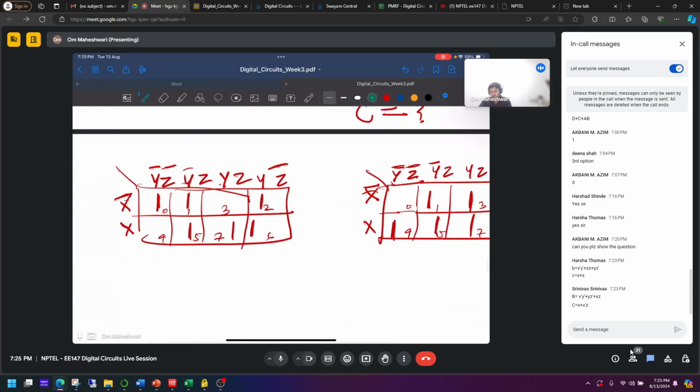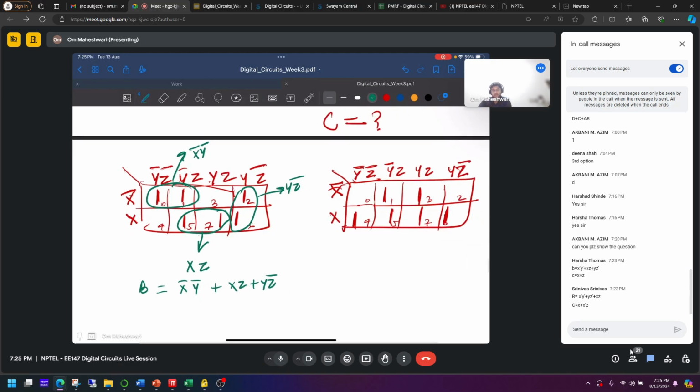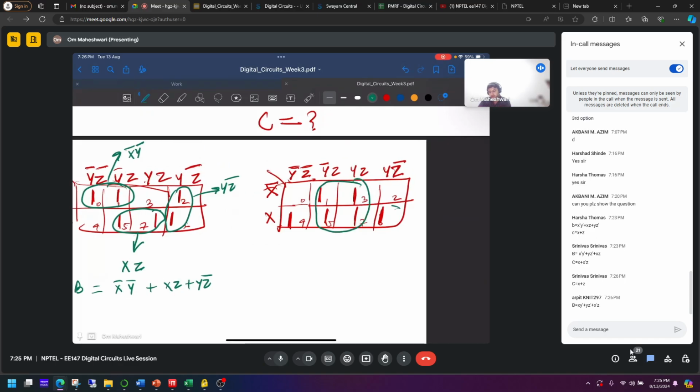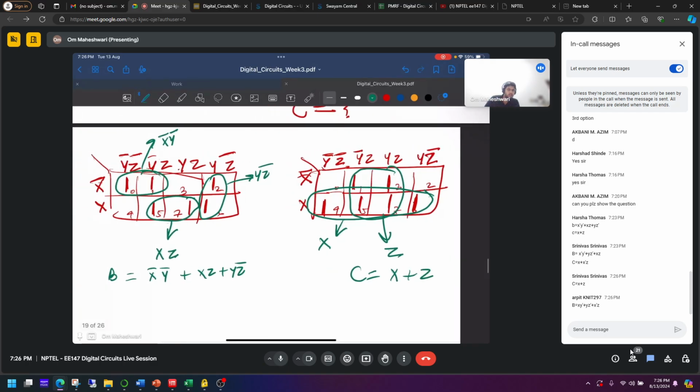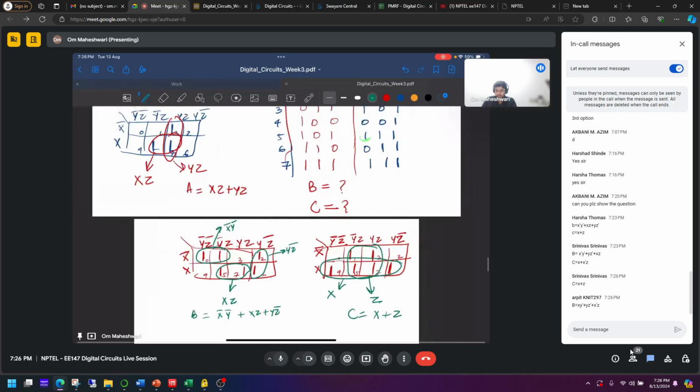So for B, what will be your expression? You have one group here, one group here, and one group here. So this is xz, this is x bar y bar, and this is yz bar. So B is x bar y bar plus xz plus yz bar. And C is these four and these four. So this is x, this is z. C is x plus z. Right. So I think all of you got the correct answers. I hope this question is clear to everyone.